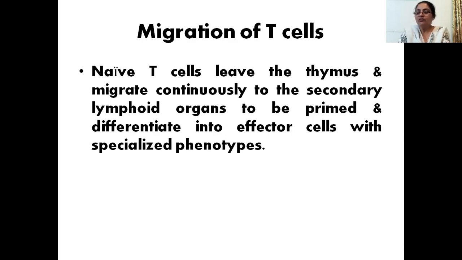How they will be primed and how the proliferation starts, we will cover in the next lecture. Here we talked about how these 6 steps happen and how these cells are selected, differentiated, educated and trained to become T cells. And what are the different functions of T cells? We will talk about it in the next lecture.